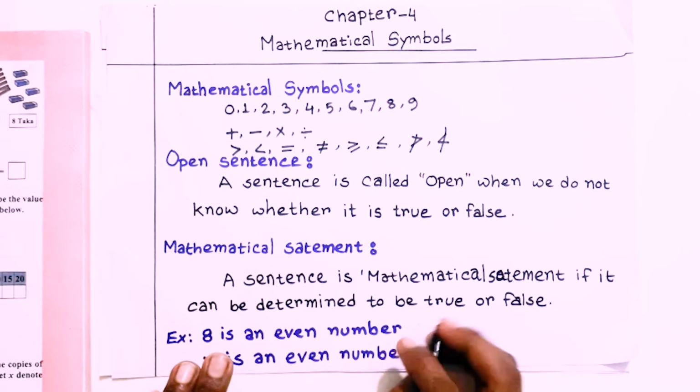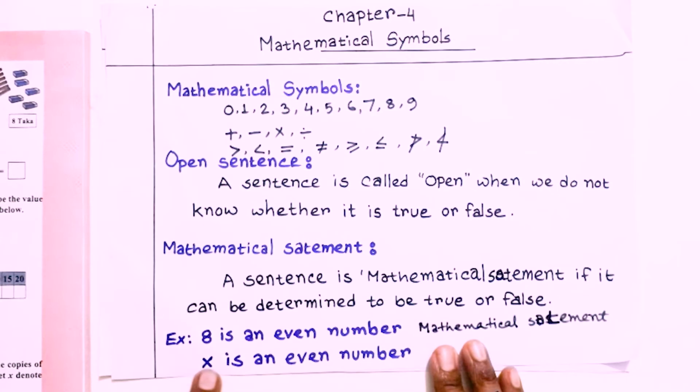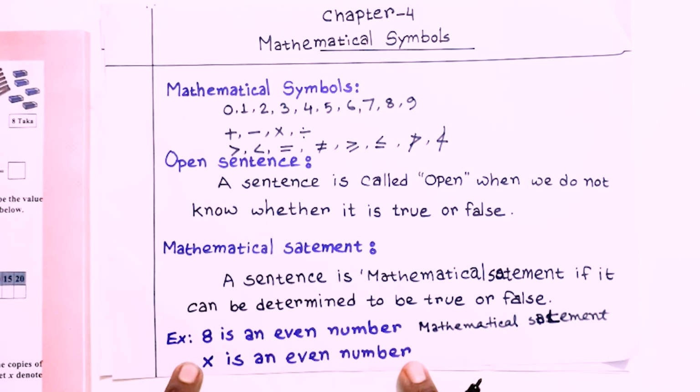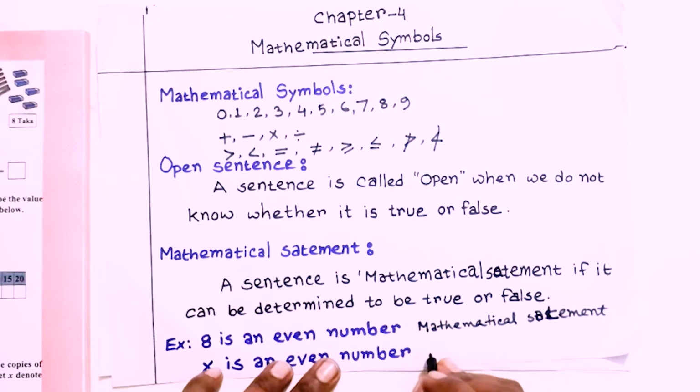Now, x is an even number. The value of x we don't know. If it is 8, then this sentence is true. If it is 9, this sentence is not true, it will be false. So, we don't know whether it is true or false. So, this sentence is called an open sentence.